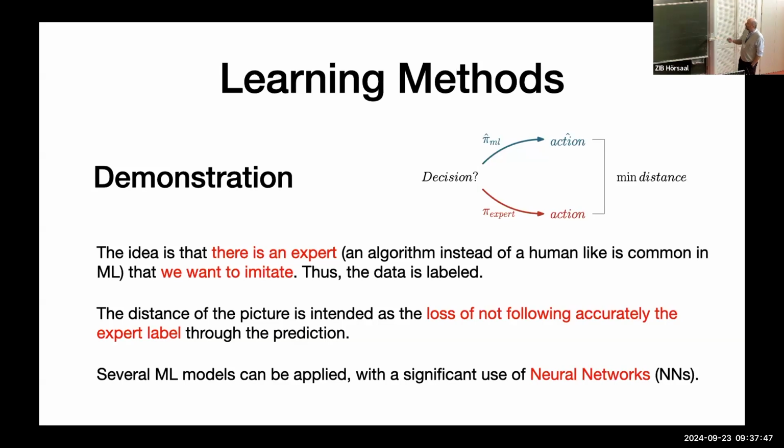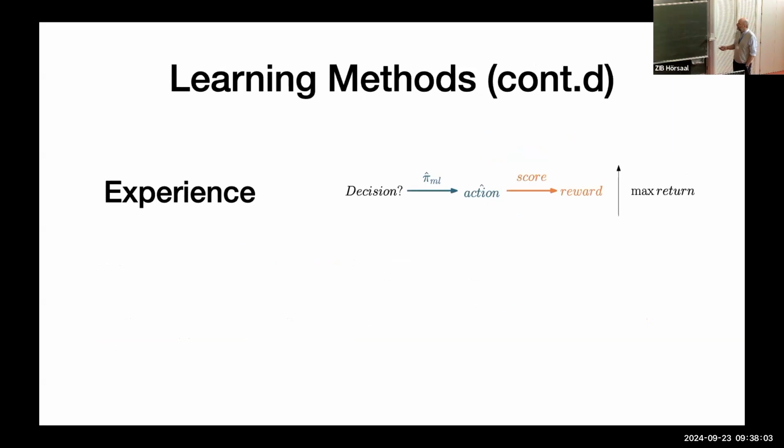This is what we call demonstration. Most of the time, the best machine learning models are making significant use of neural networks. And this is a particularly good context if you have an expert that is actually telling you what to do. On the other hand, sometimes you don't have the expert.